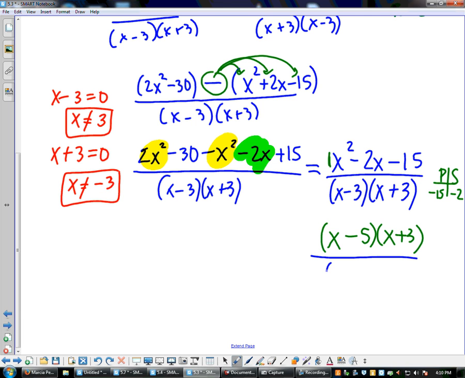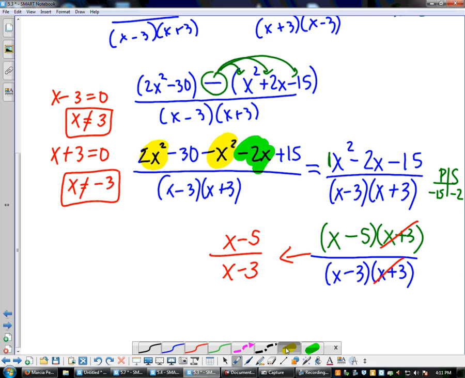Again, keeping the bottom as it is, this should look familiar to when we did that multiplication and division. And you notice x plus 3 on top and bottom can cancel out. So this actually simplified, going a little backwards here, to x minus 5 over x minus 3. But even though we can divide out the x plus 3's, we still have to remember that our x's could not equal 3 or negative 3. That stands for the whole problem, even though we reduced.